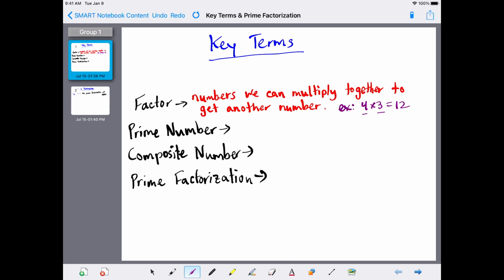Next up we have prime numbers. A prime number is a whole number with exactly two factors, 1 and itself. As an example, 7 is a prime number. The only two numbers that multiply to give 7 are 7 and 1.